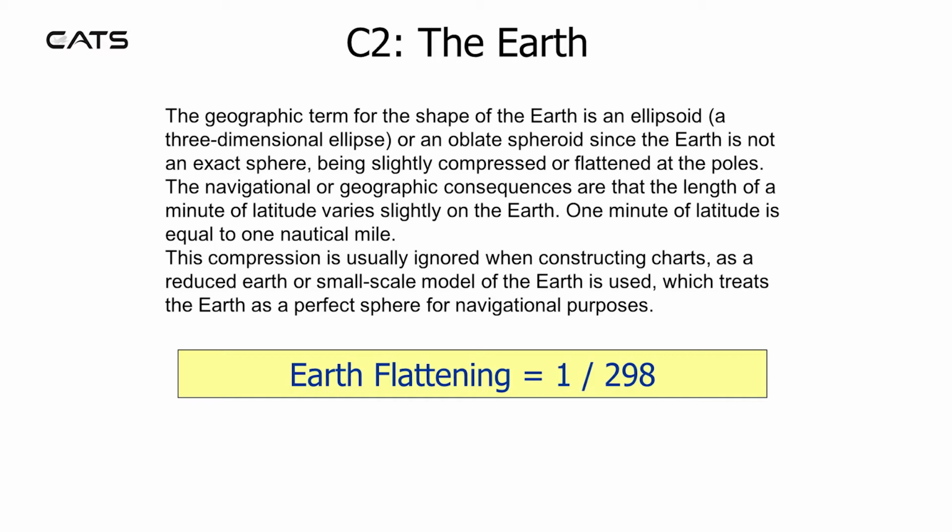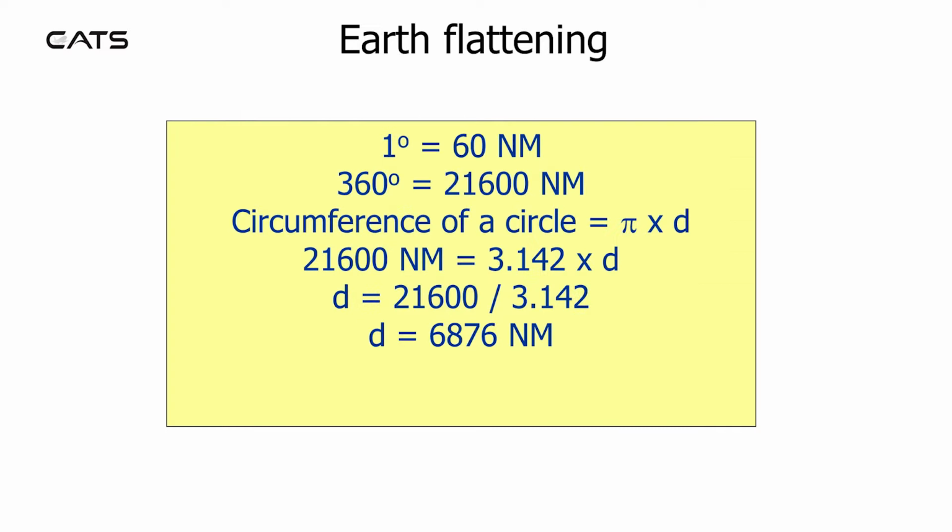This compression is usually ignored when constructing charts, as a reduced Earth or small-scale model of the Earth is used, which treats the Earth as a perfect sphere for navigational purposes. The actual Earth flattening is 1/298. Since 1 degree equals 60 nautical miles, 360 degrees will equal 21,600 nautical miles. This is the circumference of the Earth at the equator.